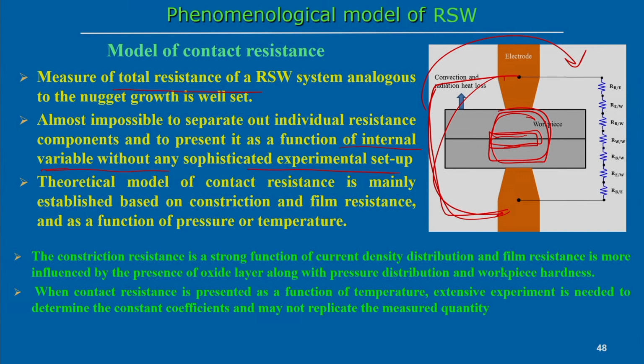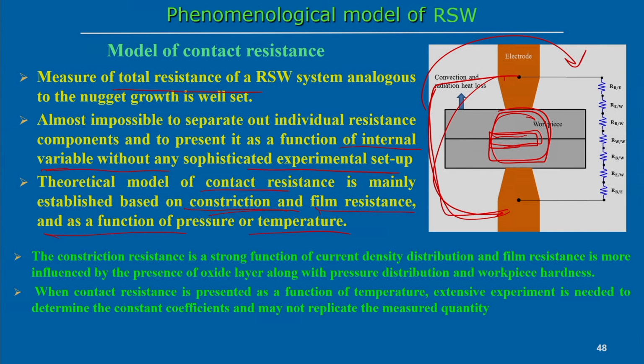So, the theoretical model of the contact resistance is mainly established based on the constriction and film resistance as a function of pressure or temperature. So, that will help. The objective in this particular case is how we can estimate the contact resistance. This theoretical model can help to some extent, assuming the contact resistance has two parts: one is the constriction resistance and the other is the film resistance. Film resistance means the presence of oxide films, and constriction means when there is a contact between these two.